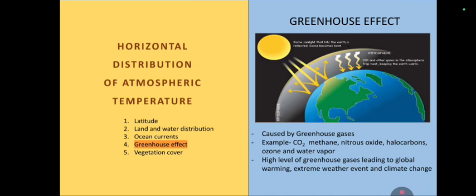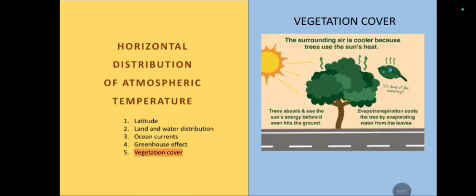However, an increase in the concentration of these greenhouse gases traps more and more heat, leading to the warming of Earth's surface and lower atmosphere. This in turn causes climate change such as rising sea level, extreme weather events and disruption to the ecosystem. The last factor in the horizontal distribution is vegetation cover.